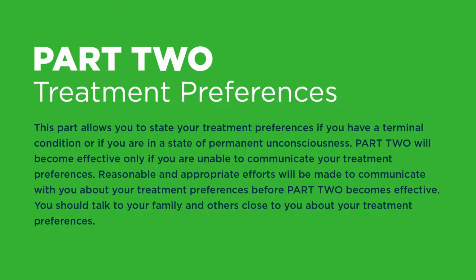In this series of short videos, I will be explaining the Georgia Advance Directive, which has 4 parts. In this segment, I will explain Part 2. Part 2 is called Treatment Preferences. This part has 4 sections. This part of the Advance Directive used to be known as a living will.